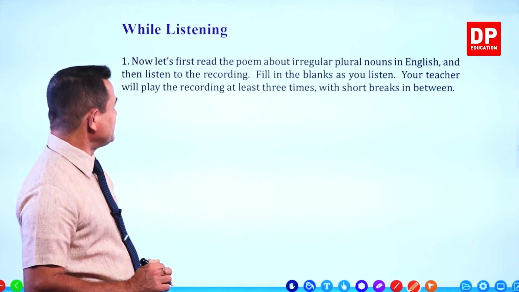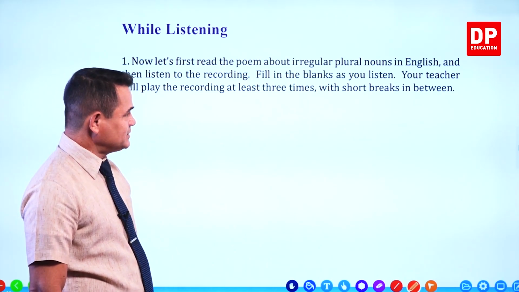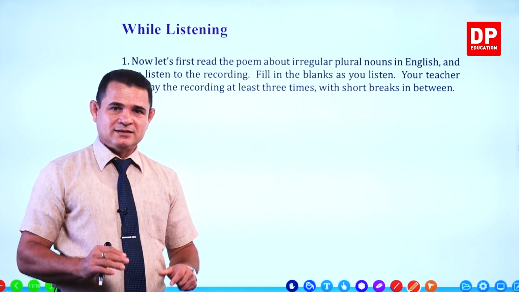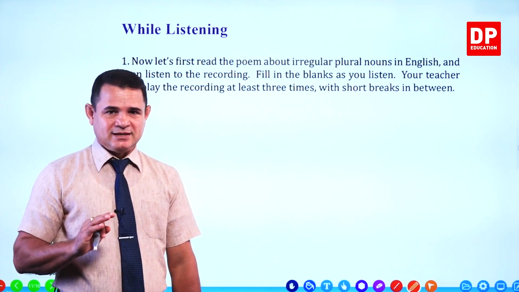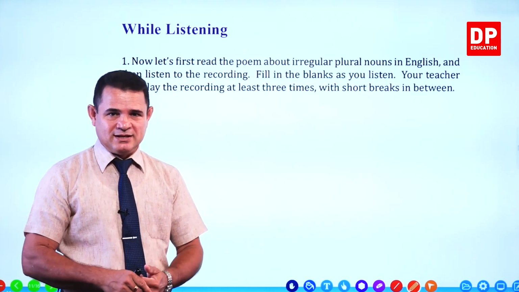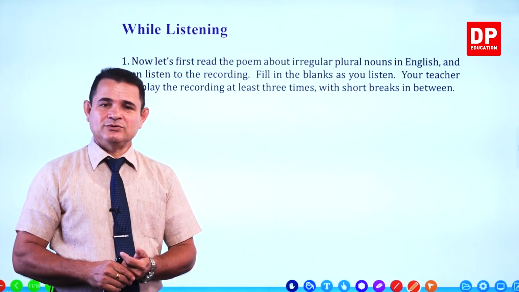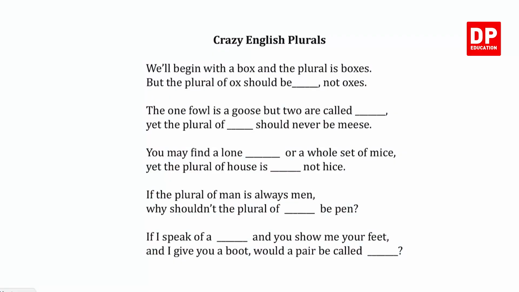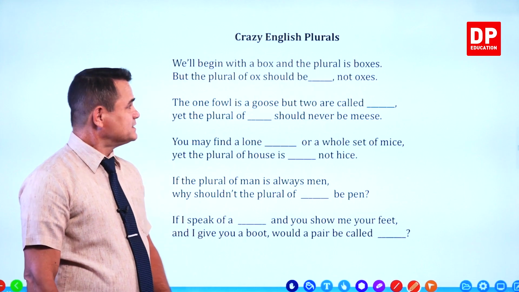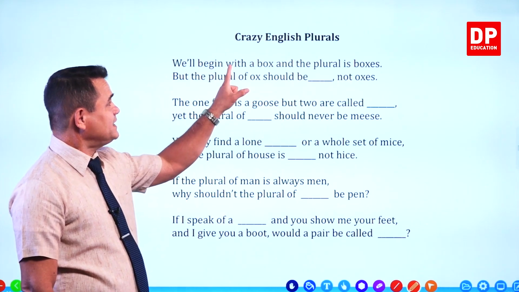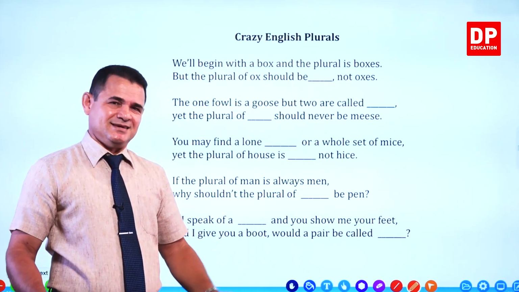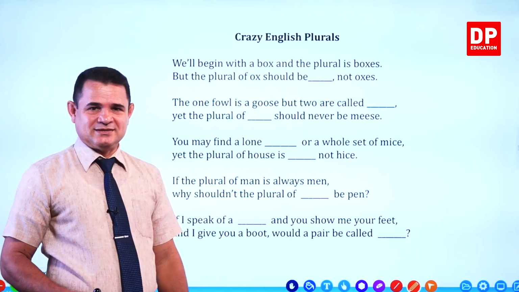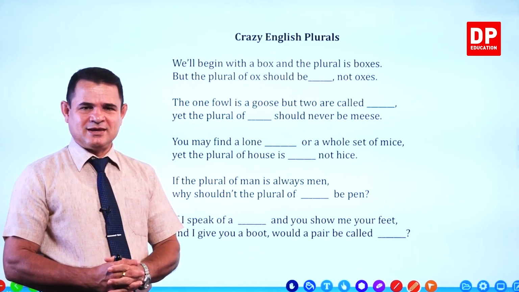Your teacher will play the recording at least 3 times with short breaks in between. So I'm going to play the recording 3 times. So before listening, first you go through the poem well. මේක ඇහුම්කන් දෙන්න ඉස්සෙල්ලා හොඳට මේක බලන්න poem එක. Now you have the textbook and I will also show you the poem. So it is easy, right? Crazy English plurals. Crazy, mad, පිස්සු ඉංග්‍රීසි බහුවචන. බලමු මොකද කියලා එහෙම කියන්නේ.